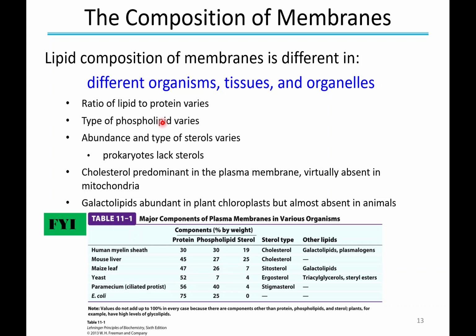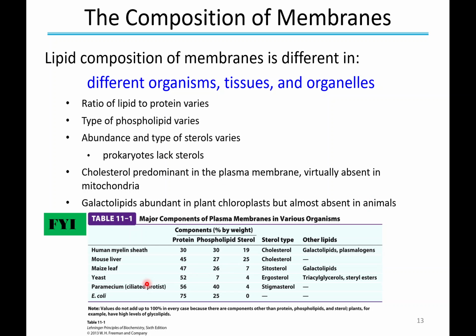The type of phospholipids can vary. Abundance and types of certain sterols varies. For instance, prokaryotes, bacteria, really don't have any sterol in their membranes. Cholesterol is very prominent in plasma membranes in our cells, but it's really almost absent in our mitochondria. Galactolipids, so lipids that have sugar groups attached, are abundant in plant chloroplasts, but they're really almost absent in animals.